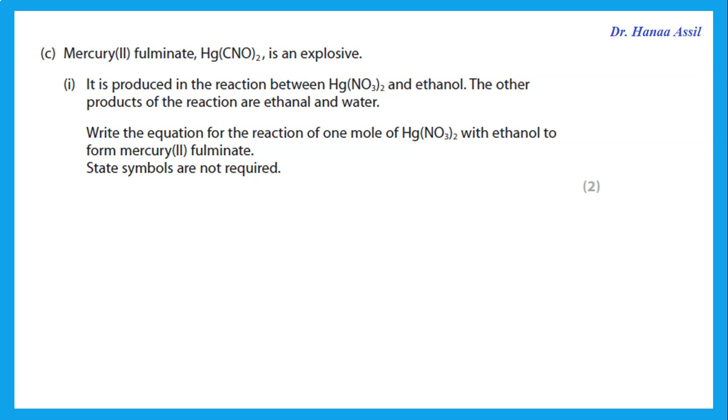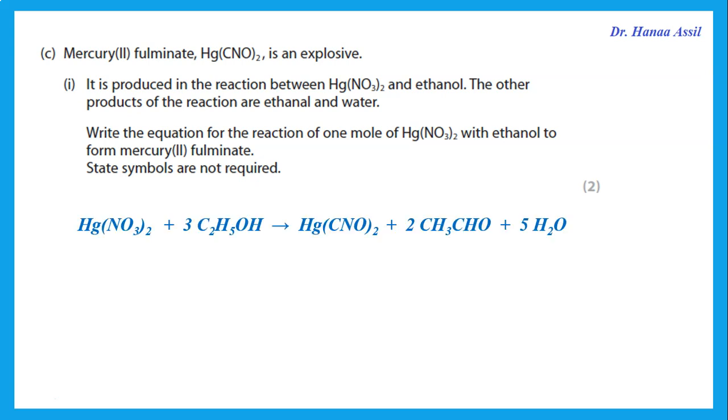This compound is an explosive. It is produced in the reaction between mercury nitrate and ethanol. The other products of the reaction are ethanal and water. Write the equation for the reaction of 1 mole of HgNO3. So we're saying HgNO3 plus ethanol.